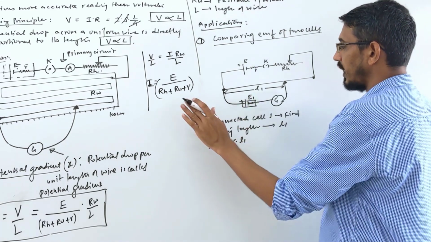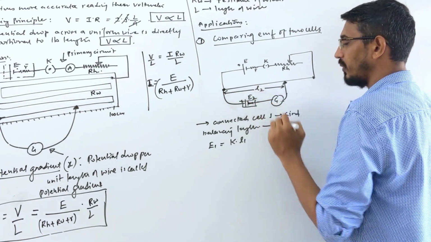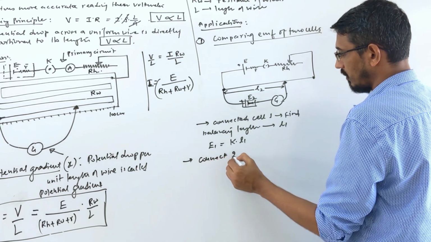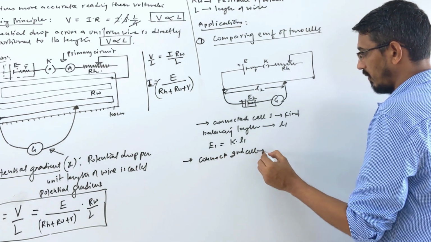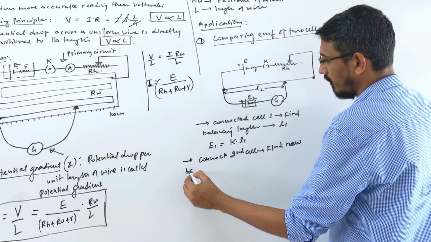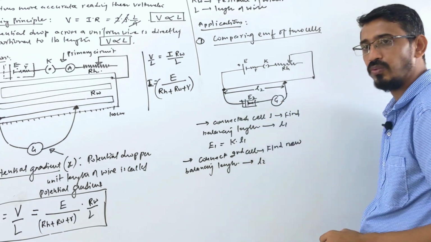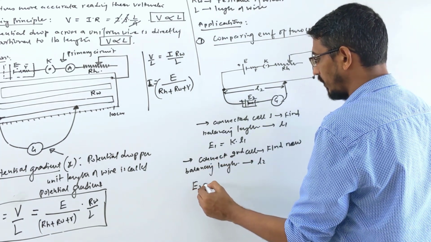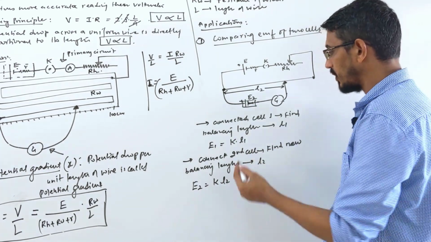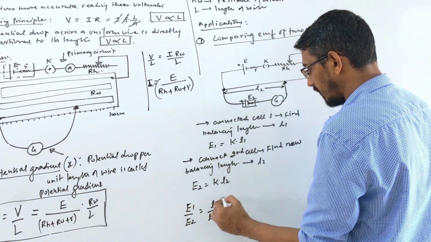Now you remove this cell and connect your second cell. You connect your E2 here and find a new balancing length, L2. Correct? So connect the second cell, find a new balancing length. That length is called L2. So this time the EMF of cell E2 is equal to K times L2. If you want to find the ratio of the EMFs of the two cells, you just divide these two equations. You will see that E1 by E2 is equal to L1 by L2. That's your answer.